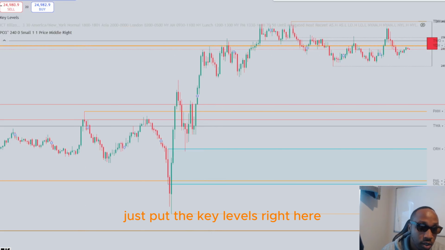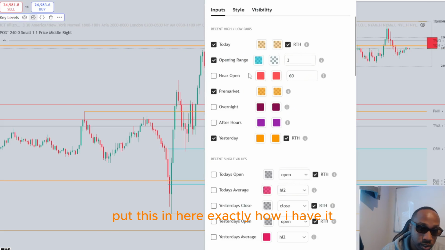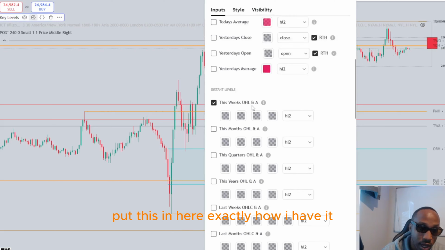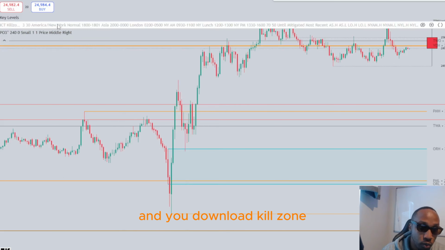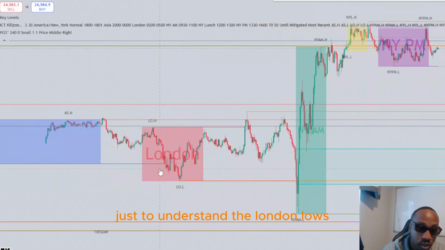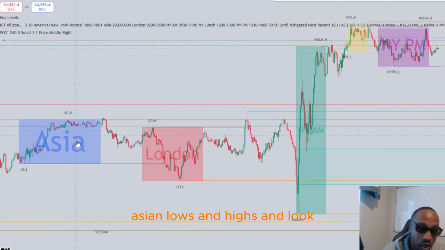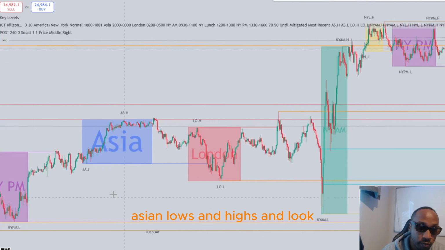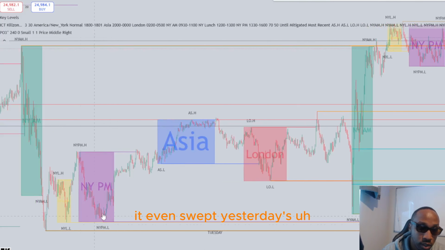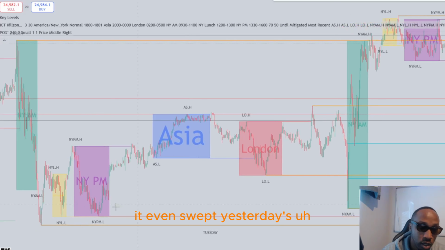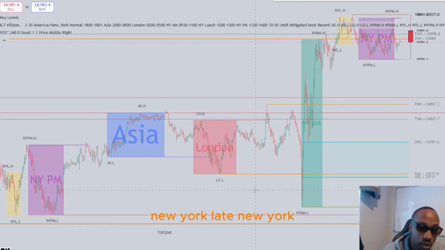Just put the key levels right here. Put this in here. This is exactly how I have it. And you download Kill Zone just to understand the London lows, Asian lows and highs. And look, it even swept yesterday's New York low. So we got a sweep of all of these time sessions, and it just went up.